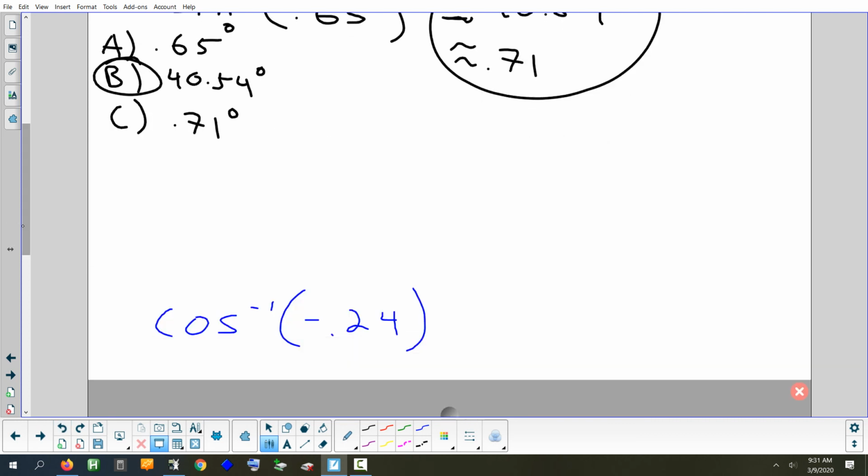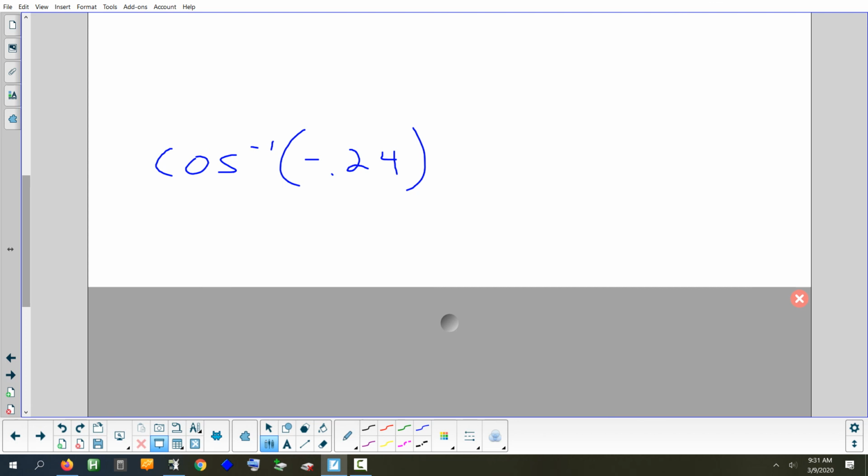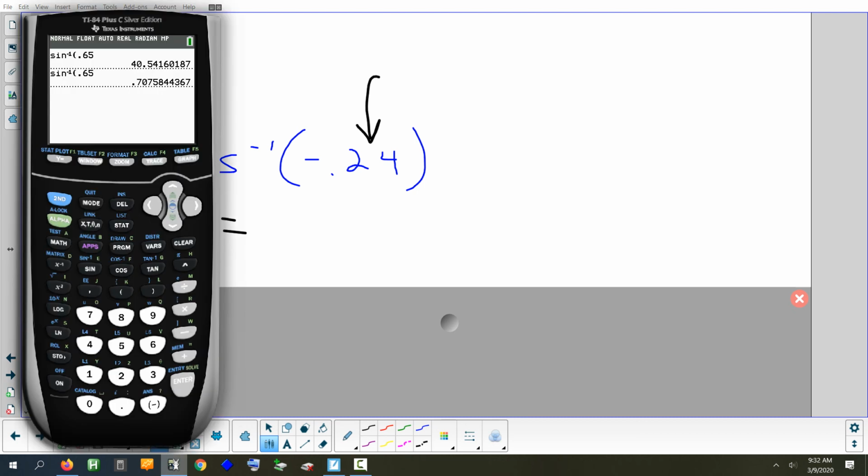Okay, let's do inverse cosine of negative 0.24, and let's just do it in degrees. Now, some people get confused and they're like, well, what's that number? Is that degrees or radians? That number is nothing. That's not an angle at all. That's just a number. There's no label to it. What's going to have a label is the answer that we write down.